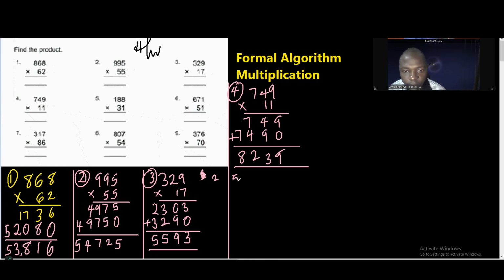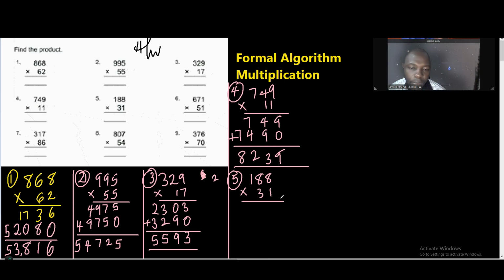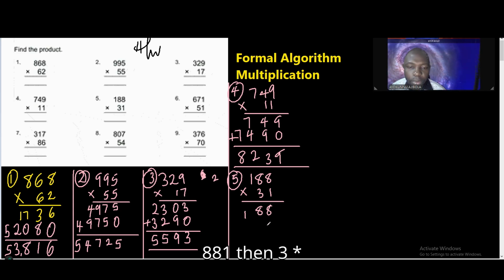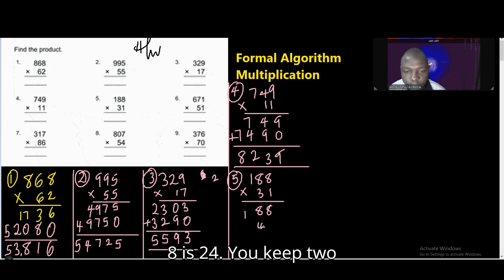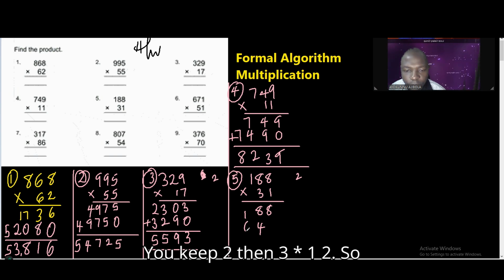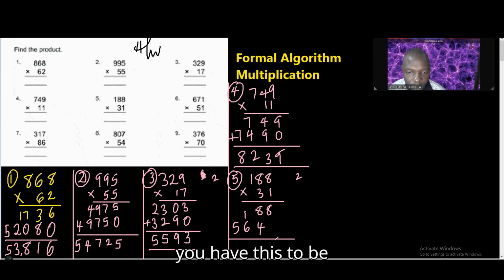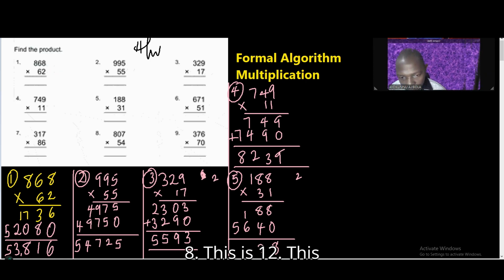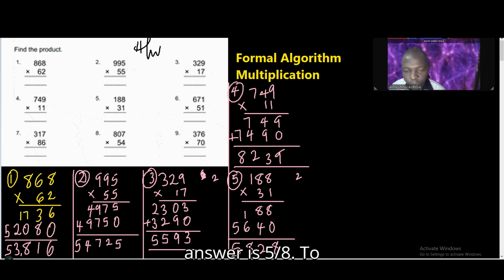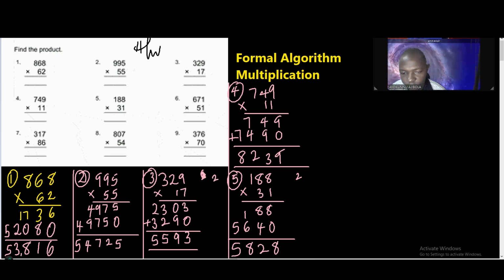Then number 5, we have 188 times 31. So we have 8, 8, 1. Then 3 times 8 is 24. You keep 2. 3 times 8 again, 24 plus 2, that's 26. You keep 2. Then 3 times 1, then plus 2. So you have this to be 8. This is 12. This is also 8. So the answer is 5,828.